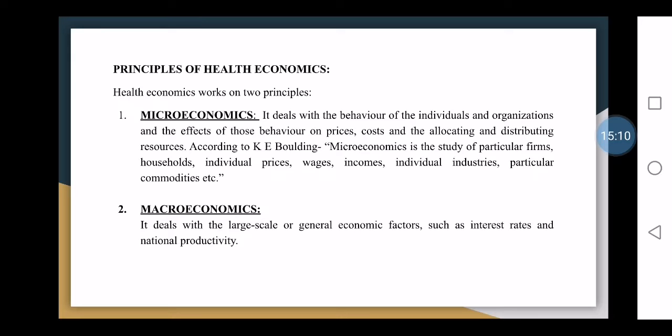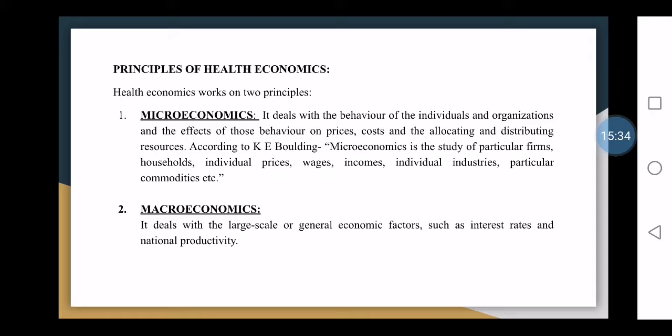When we talk about the principles of health economics, there are mainly two terms. The first one is microeconomics, the second one is macroeconomics. From the word itself, you will be able to tell what micro is. It's a small aspect. So it deals with the behavior of individuals and organizations and the effect of that behavior on prices, cost, and allocating and distributing the resources.